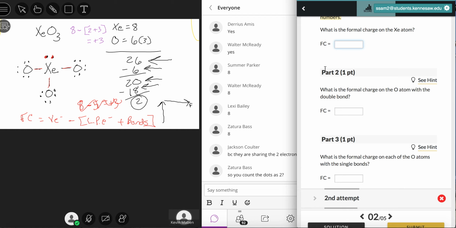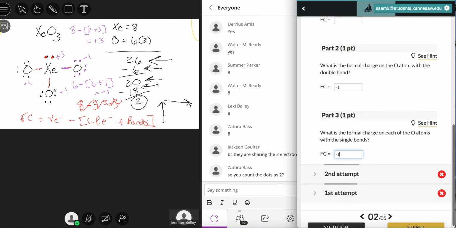Okay. And I should say lone pair electrons as opposed to lone pairs. All right. So that would be +3. That's pretty high, actually. And then oxygen is 6. So we've got 6 minus the 6 lone pair electrons plus the 1 bond. And that's going to be -1. And all of the oxygens are identical, so they're the same there.